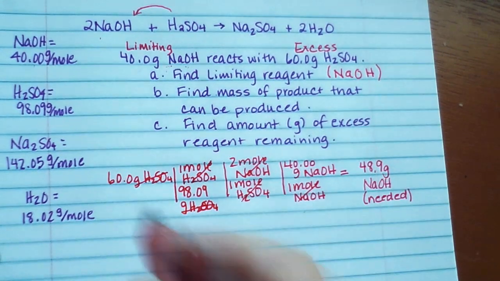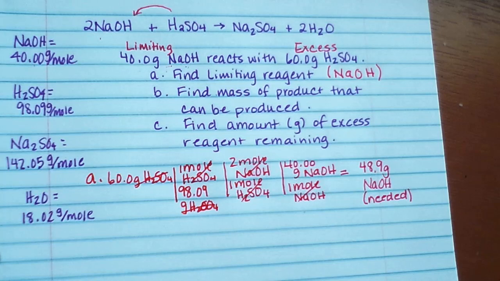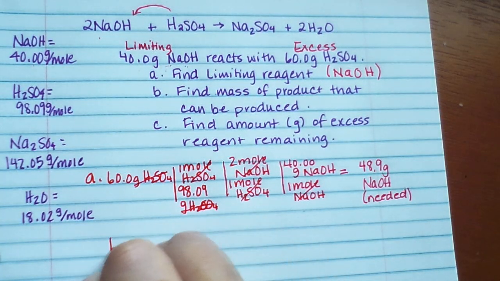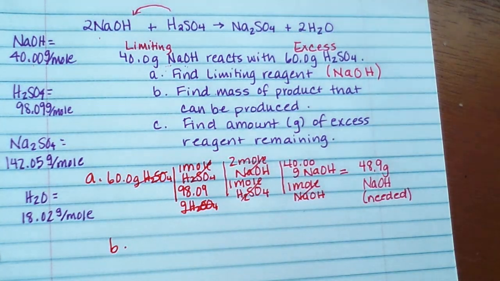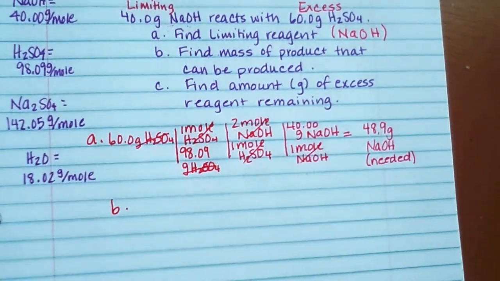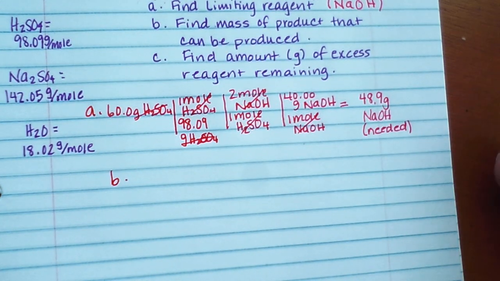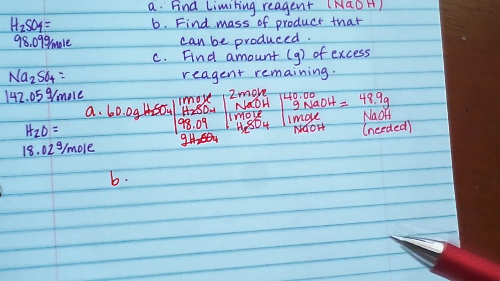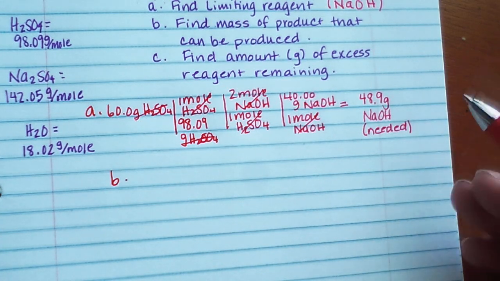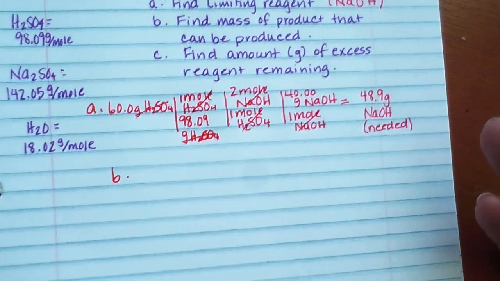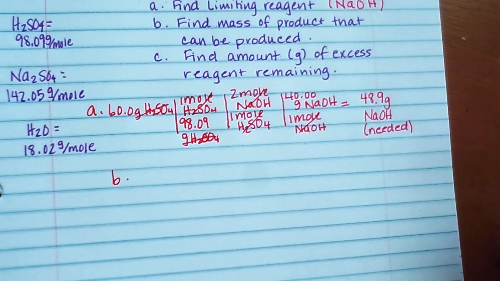Okay, next, so that's A. B: find the mass of the product that can be produced. We've learned that we're always going to start with the limiting reagent, because what's the point of starting with the excess? That's going to tell us the product that the excess amount can get us, but we're going to run out of the limiting one.